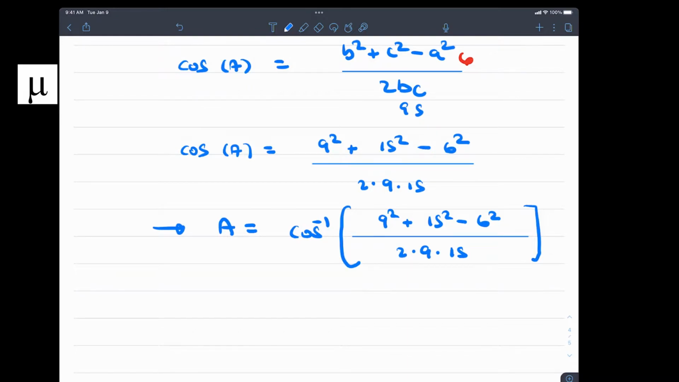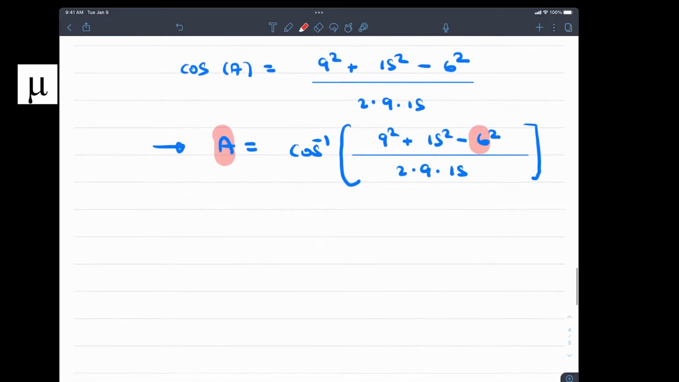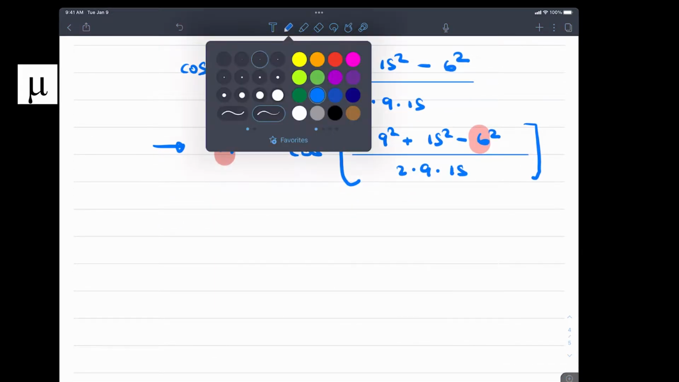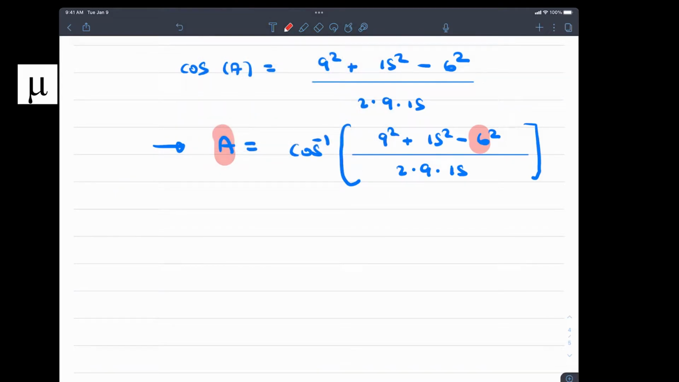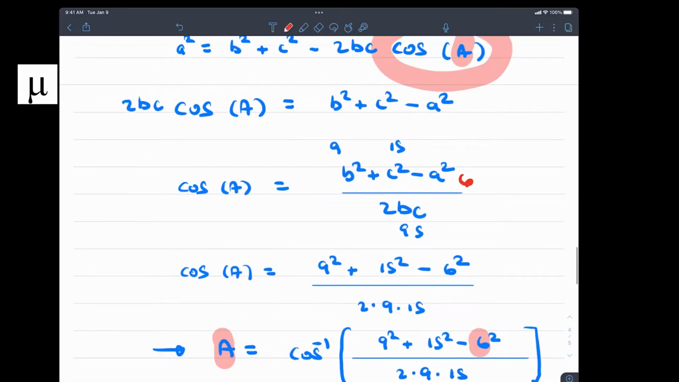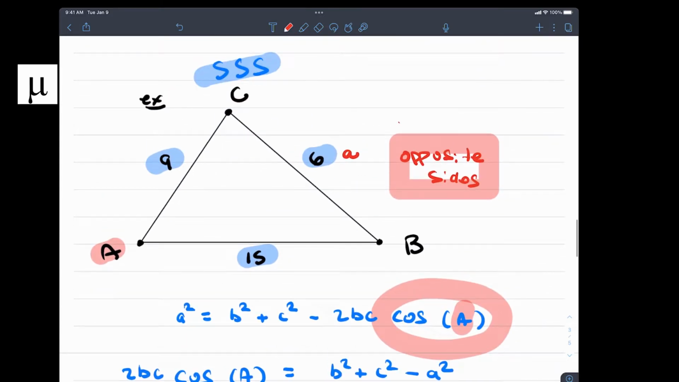So notice this. This is going to give me A. So I just know opposite sides. All right, you guys okay with that? That's going to give me A. Now, here's the deal. You say, what's the next part? The next part is just to use your calculator. So it's in the calculator.